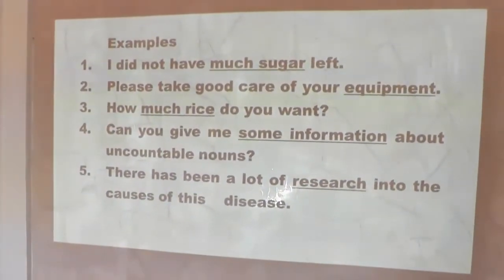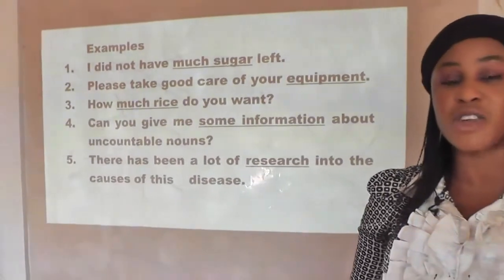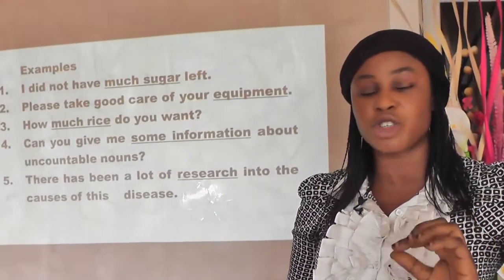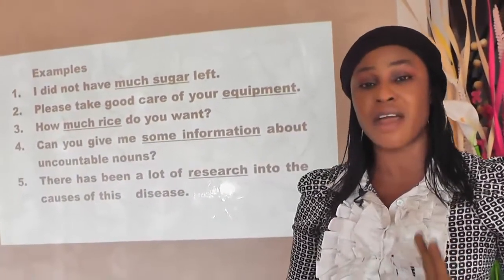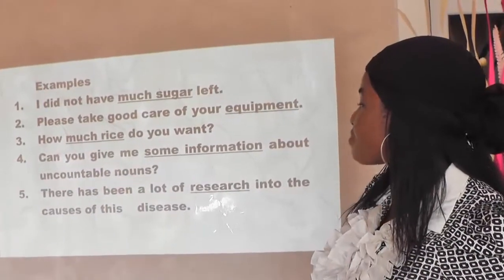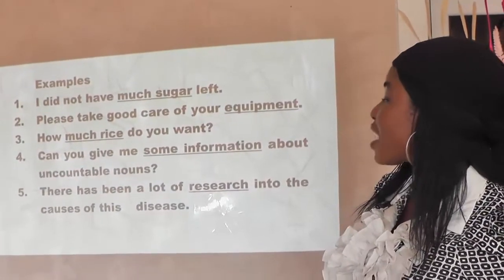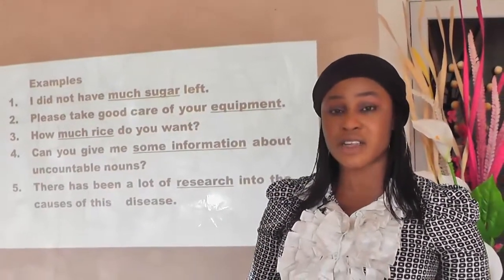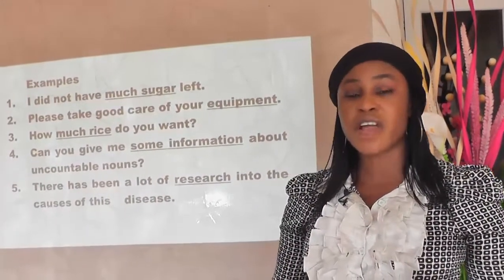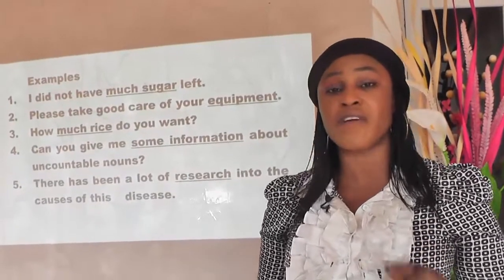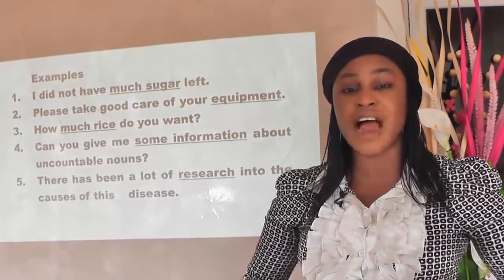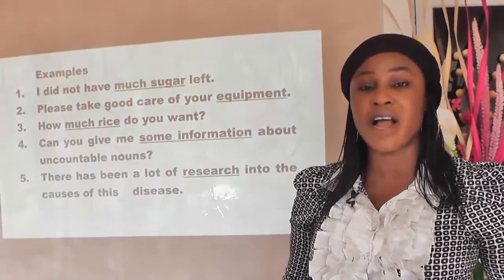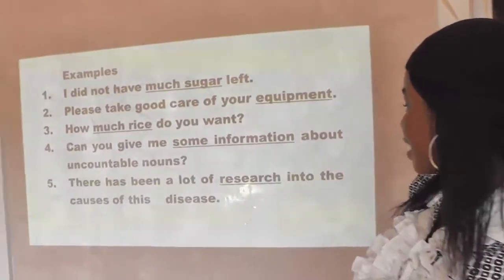When you say how many rice do you want, that means you have what? You are trying to place numbers on the rice. Can you give me some information about uncountable nouns? Some information is the right words to use. You can also use a piece of information. All these are quantifying the uncountable nouns we have in that sentence.